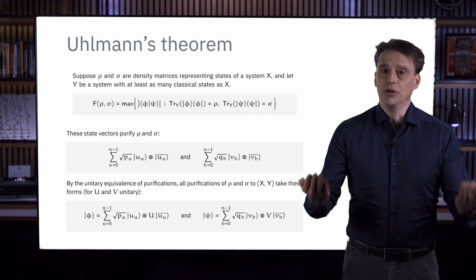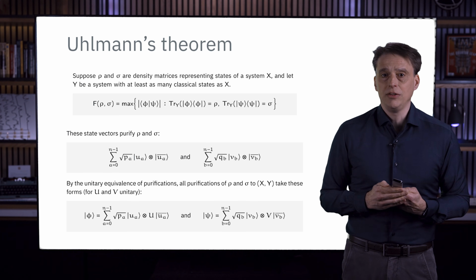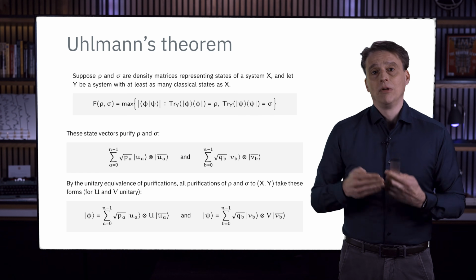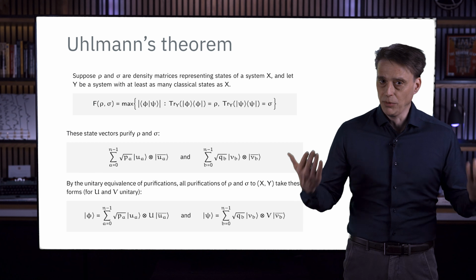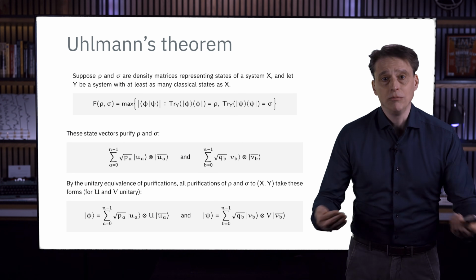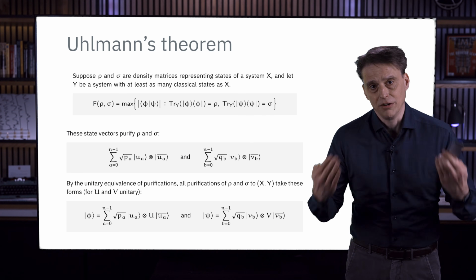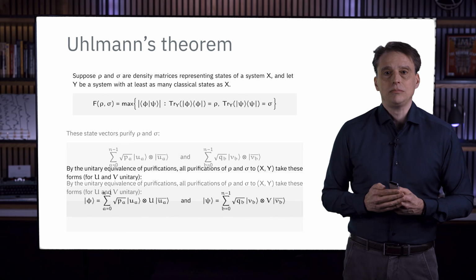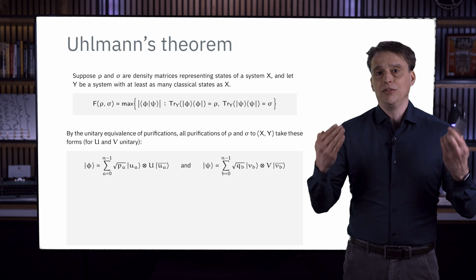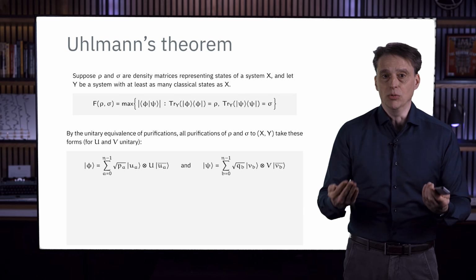And now we can apply the unitary equivalence of purifications, which says that every purification of our two states can be obtained by applying a unitary operation to the system that gets traced out for the specific choices of purifications that we just made. The unitary operations don't have to be the same for the two purifications, of course, so here we're using the letter U for the first one and the letter V for the second one. So the point is that every purification of our two states can be written as we have on the screen for some choice of unitary operations U and V.